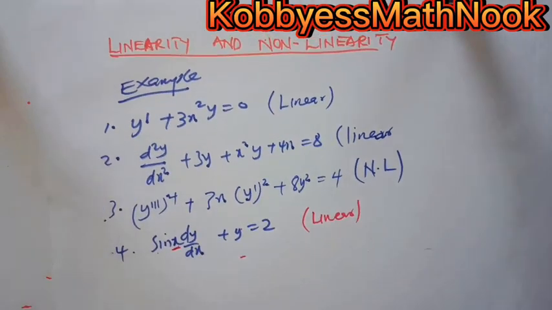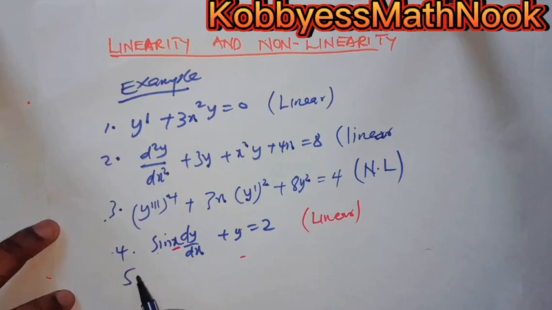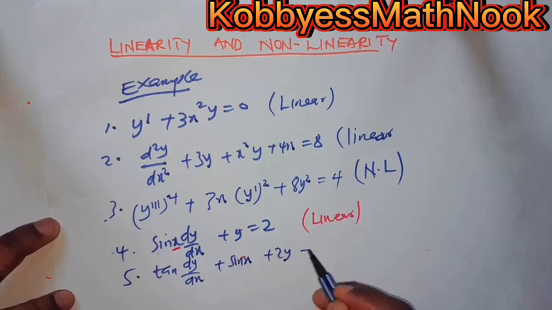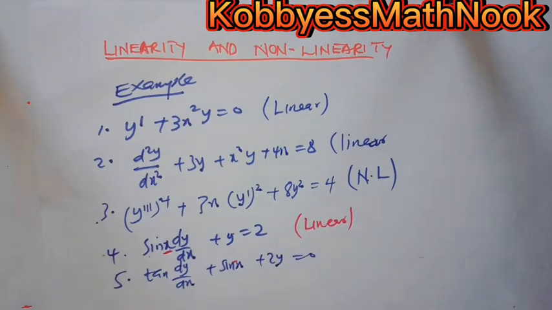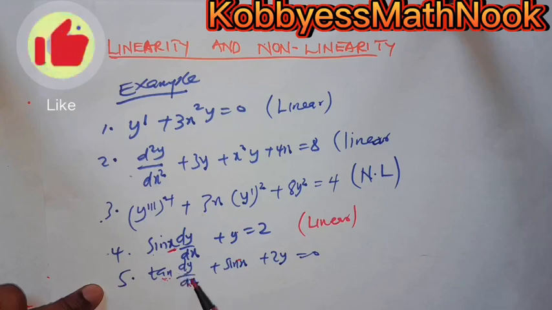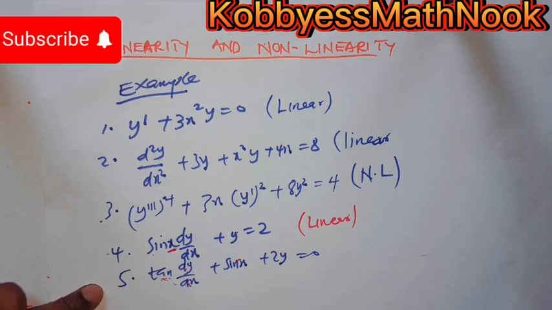Now let's look at another example: tan dy/dx plus sine x plus 2y equals 0. Let's look at the difference between these two. The sine was applied on the independent variable, but the tan was applied on the derivative of the dependent variable. The argument over here is dy/dx. Since you have a tan of dy/dx, the transcendental function has been applied on dy/dx, and hence it is non-linear.